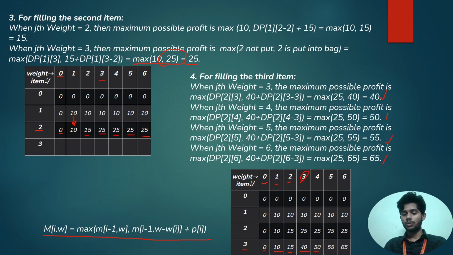So the maximum profit is 65. By filling all the items in the bag, we get a profit of 65. We selected the first item, the second item and the third item, and we get the maximum profit, that is 65. So this is our maximum profit by filling the given items.